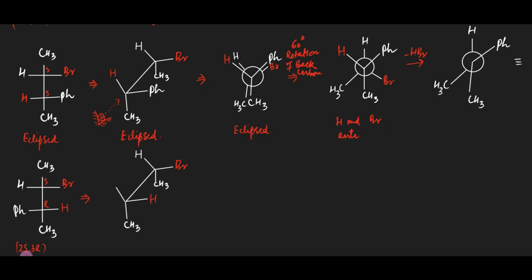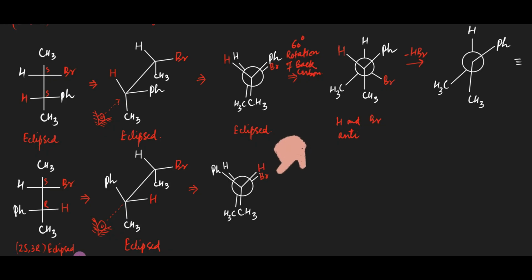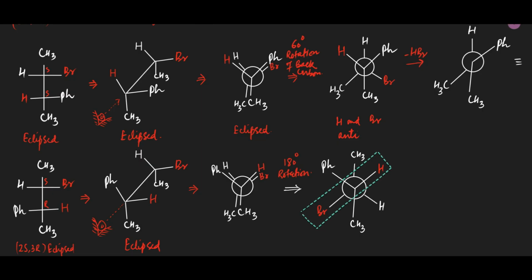Convert it into Sawhorse projection. Remember, we converted eclipsed Fischer into exact eclipsed Sawhorse. Now we will convert it into exact eclipsed Newman projection. Red beta H and red alpha Br are exactly eclipsed in this conformation. So, we need 180 degrees rotation of one carbon to make the required anti-arrangement of Br and H for elimination. After such a rotation of back carbon, now H and Br are anti.